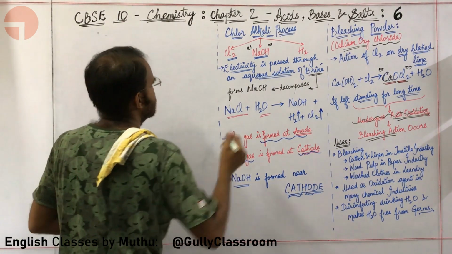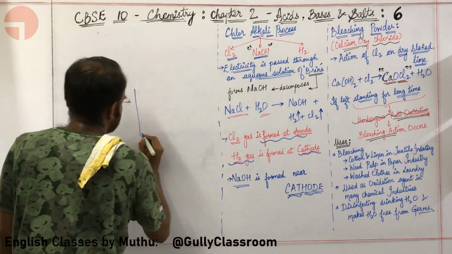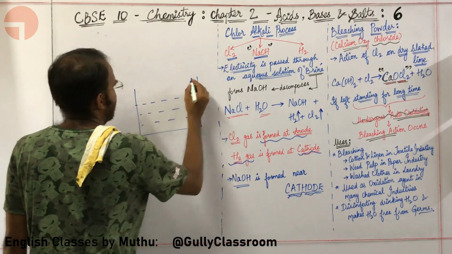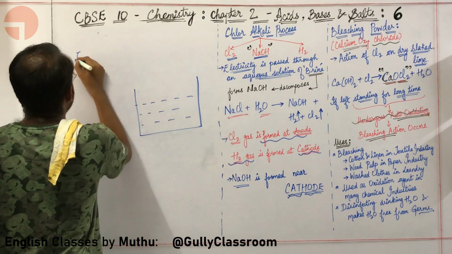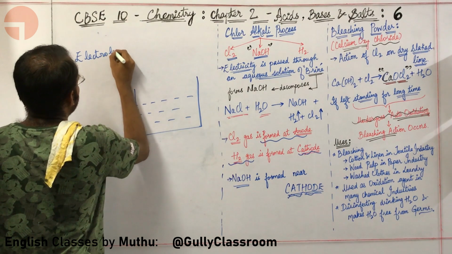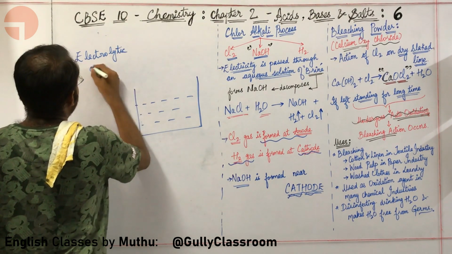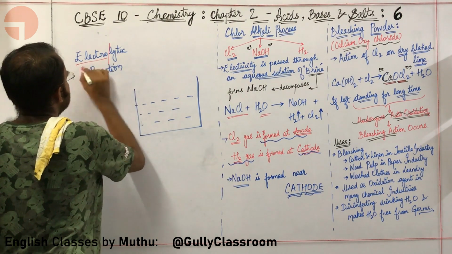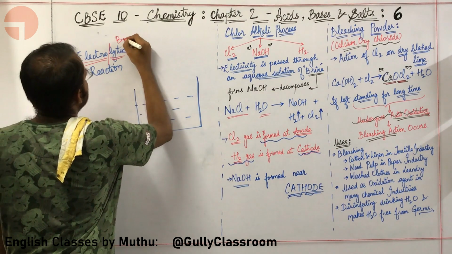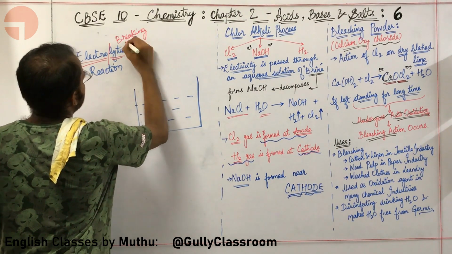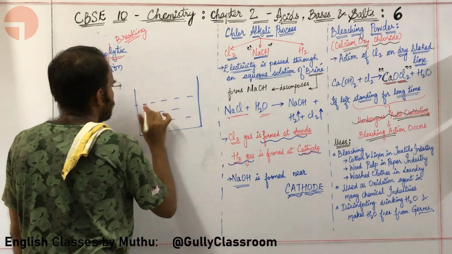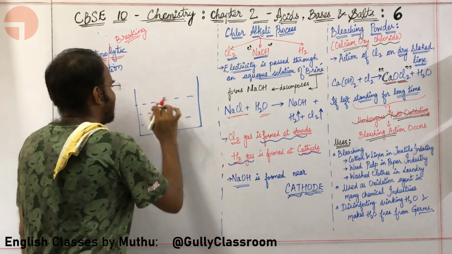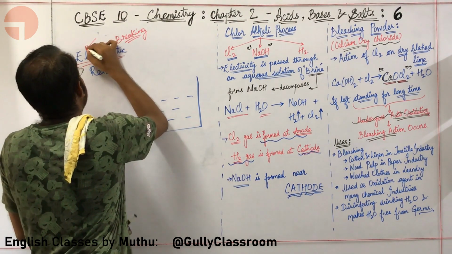Okay, sir. What next? How are you going to do this particular process? You are going to have a structure like this. You are going to do an electrolytic reaction. What is an electrolytic reaction? Let us divide this word into two. Electro means using electricity, lysis means breaking. So you are going to break this particular electrolyte using electric current.